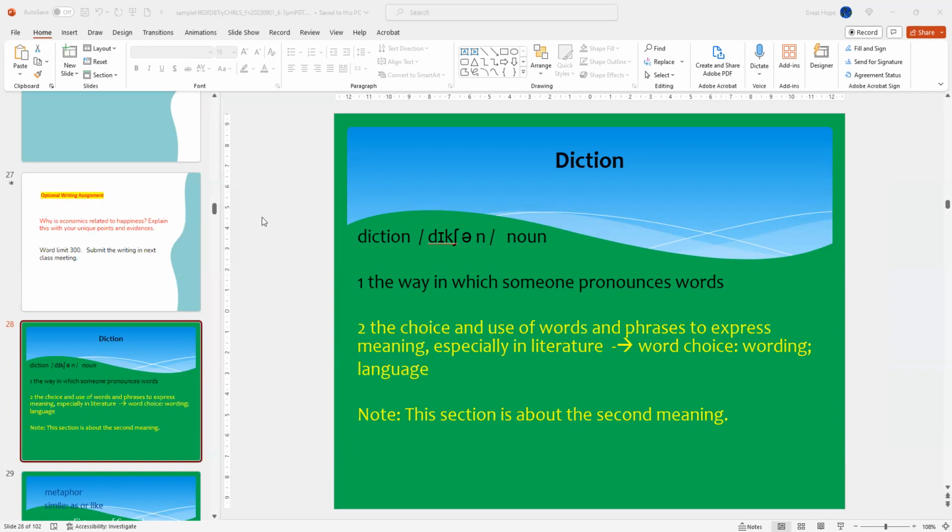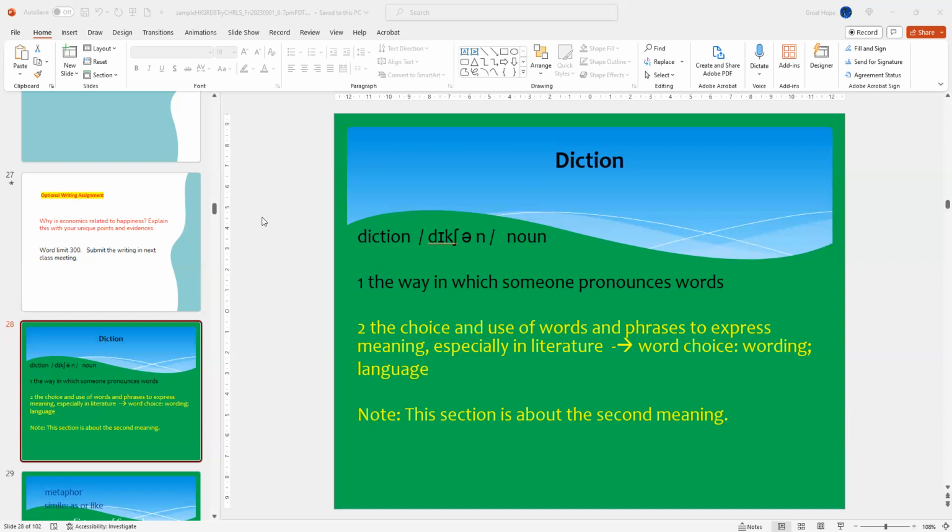Alistair, can you tell me, do you understand the word diction at all? I don't really have an idea. Okay. So who knows what diction is? It's not dictionary, remember. How about Bori? What does diction mean? Diction is like when we are really pronouncing words.